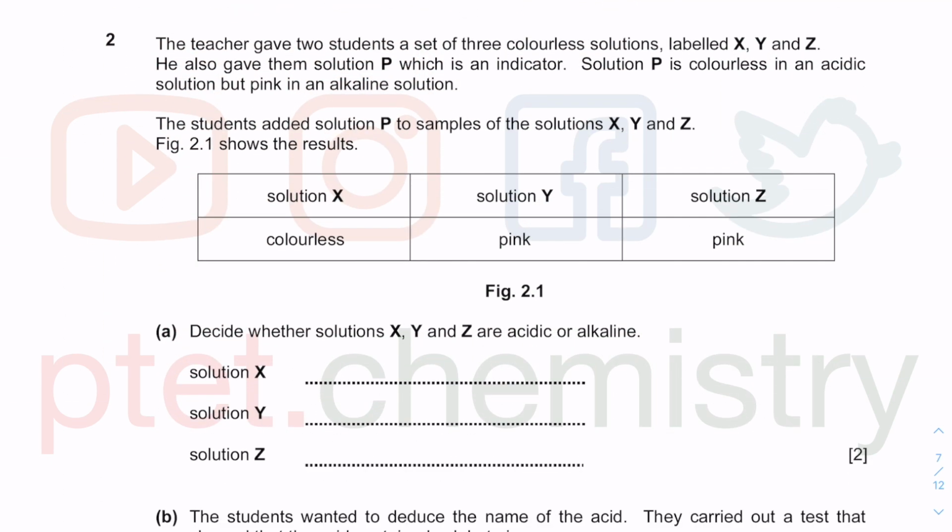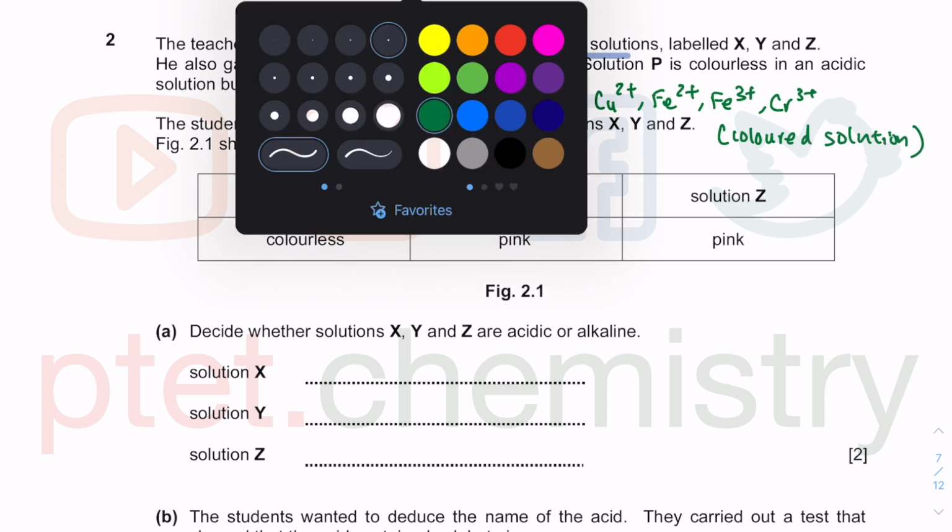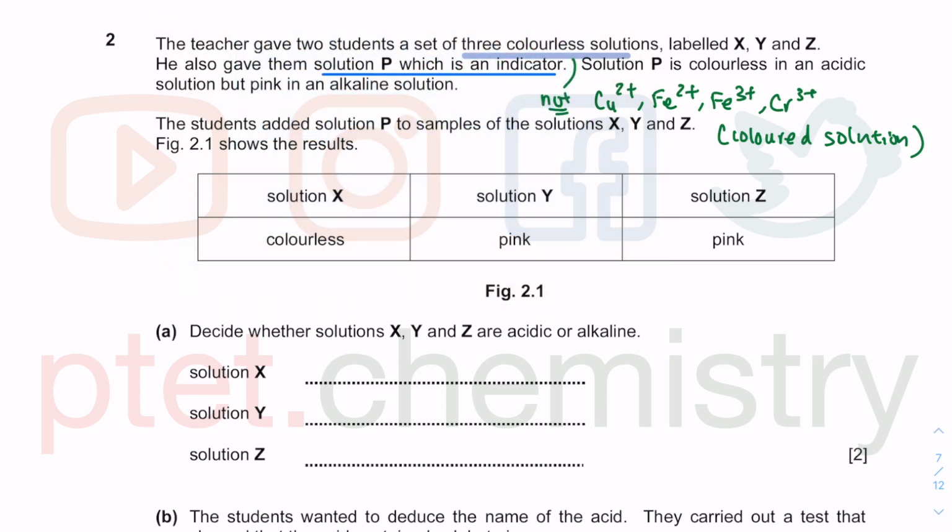In this second question, the student gave a set of 3 colorless solutions. Colorless solution means that it's not Cu2+, not iron 2+, not iron 3+, not chromium 3+, because these are all colored solutions. So we have X, Y, and Z. We also have indicator. We first learn about indicator from the acids, bases, and salts topic. So you can always go back to those topics if you don't know what I'm talking about. Solution P is colorless in acidic, but pink in alkaline.